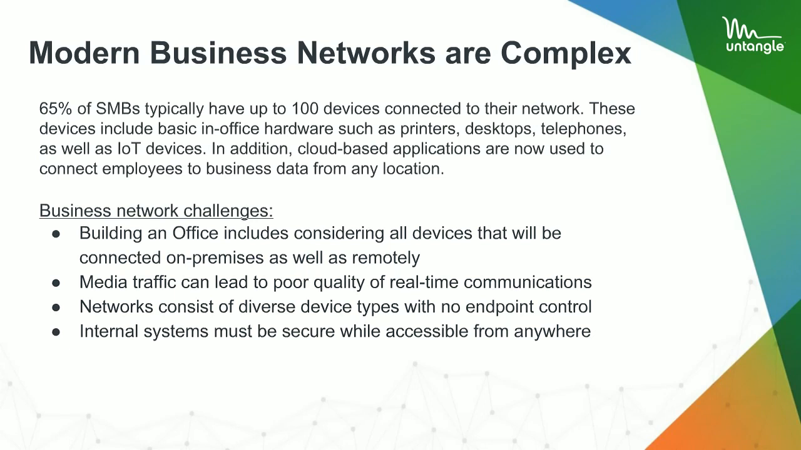Networks consisting of diverse device types with no endpoint control. That's things like mobile personal devices or company cell phones. Any of those things that are not typical as far as what you would consider when you're talking about a network in general. They still need to be protected, controlled, filtered, whatever the case may be. And then, of course, internal systems need to be secure as well. But even though they have to be secure, they still need to be accessible from anywhere in the world so that the remote users can still access what they need to be able to do their jobs effectively.